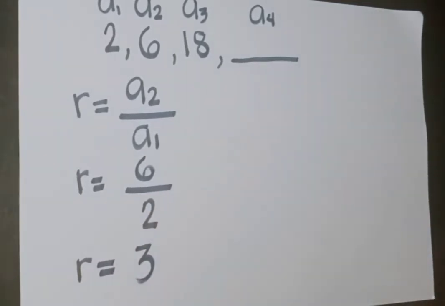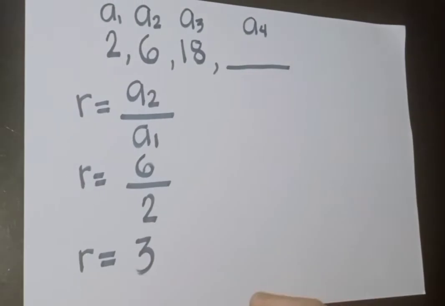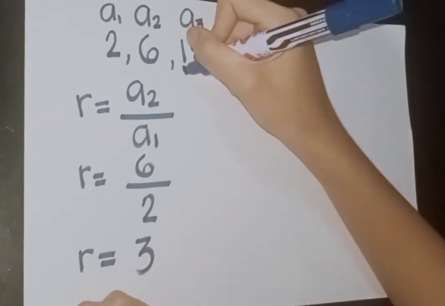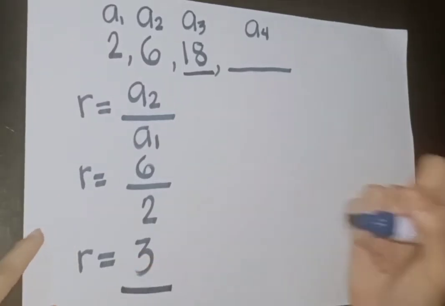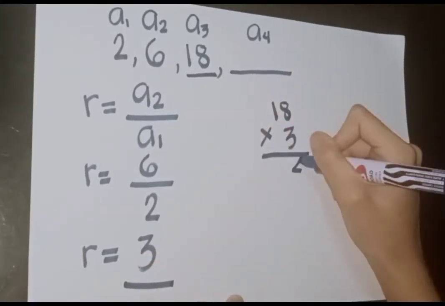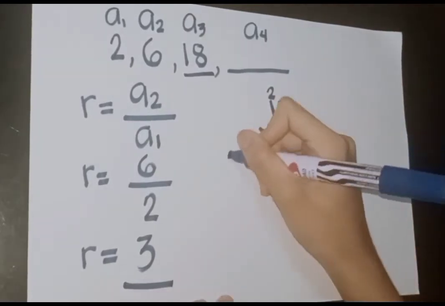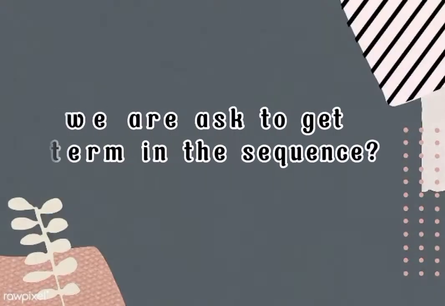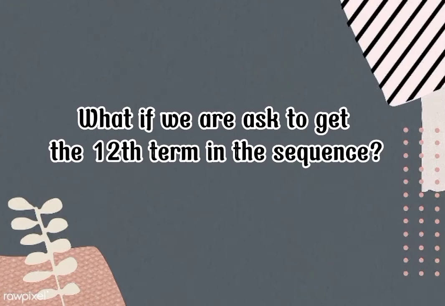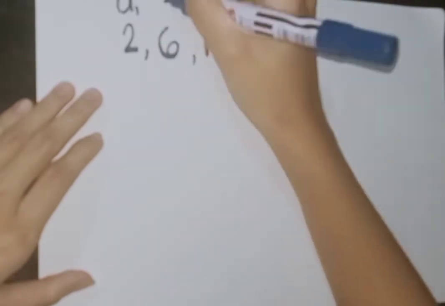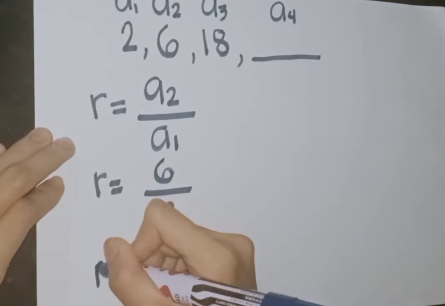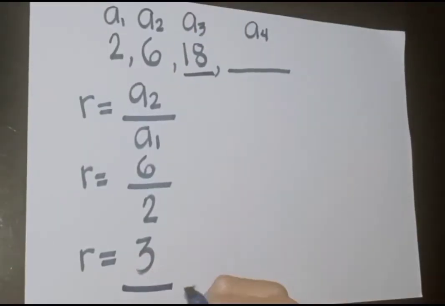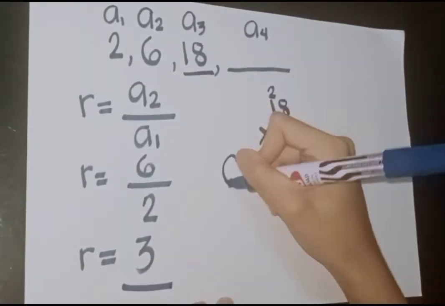So to get the next term, we will multiply the a sub 3 to the common ratio. Our a sub 3 is 18, and we will multiply it by our common ratio, which is 3. 18 times 3 is 54. So our a sub 4 is 54. What if we are asked to get the 12th term in the sequence? In getting the 12th term, we are free to use this equation: we get the common ratio and multiply it by the last term given to get the next term, until we can get the 12th term.